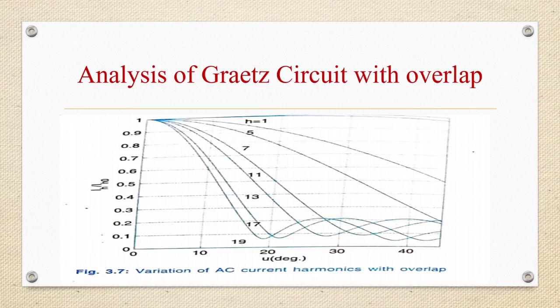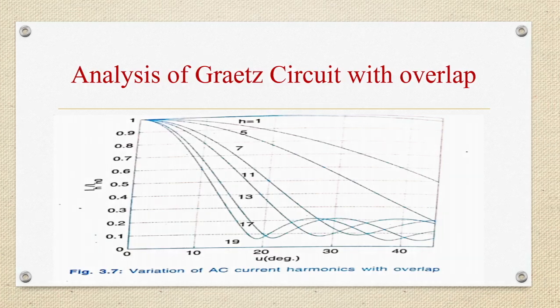This figure 3.7 shows this reduction factor for the case alpha equal to 30 degrees. It can be seen that all the harmonics, especially of higher order, will decrease sharply with increasing values of u, and the reduction factor lies in the range of 0.1 to 0.2. Harmonics in the direct voltage are also altered due to overlap.